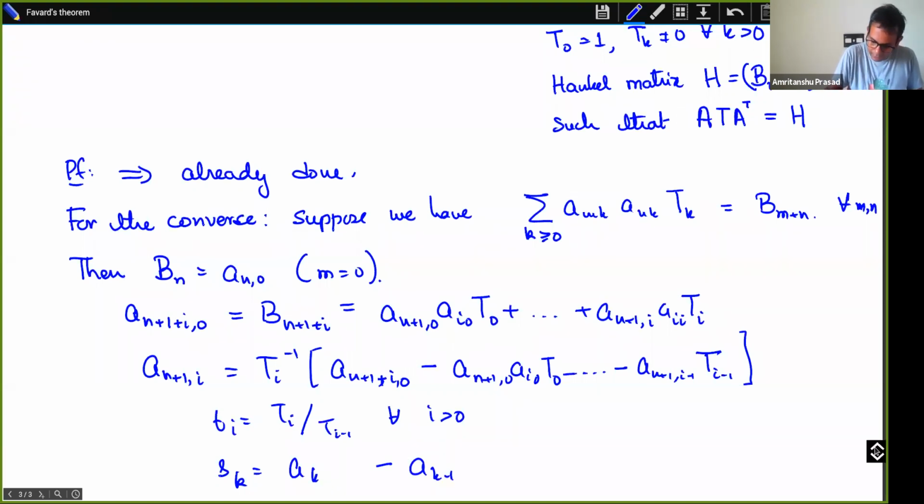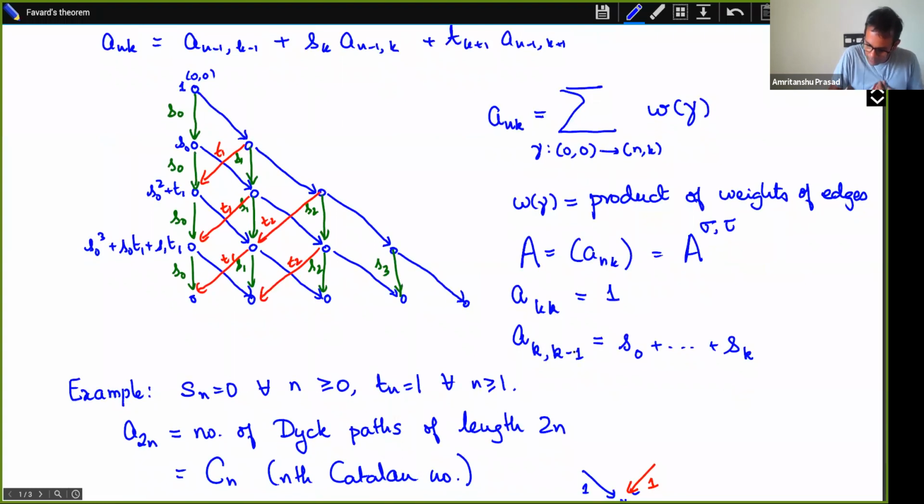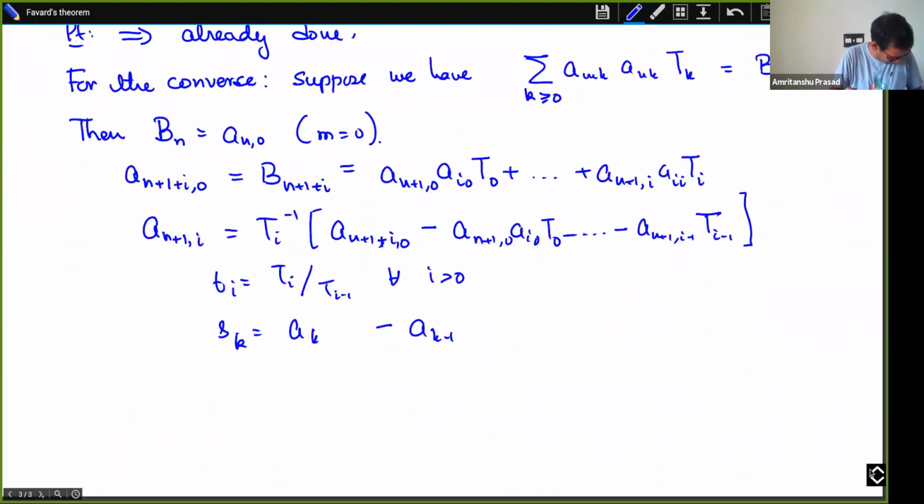So what we had observed earlier is that A_(k, k minus 1) minus A_(k minus 1, k minus 2) is Sk. Do I have it right? This is A2. So I think this should be k plus 1. So what we have here is A_(k plus 1, k) minus A_(k, k minus 1).